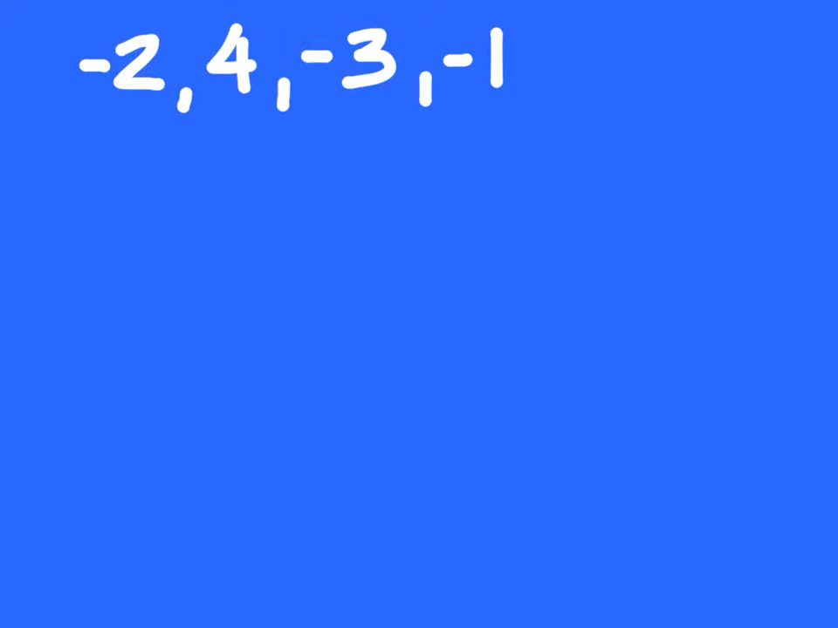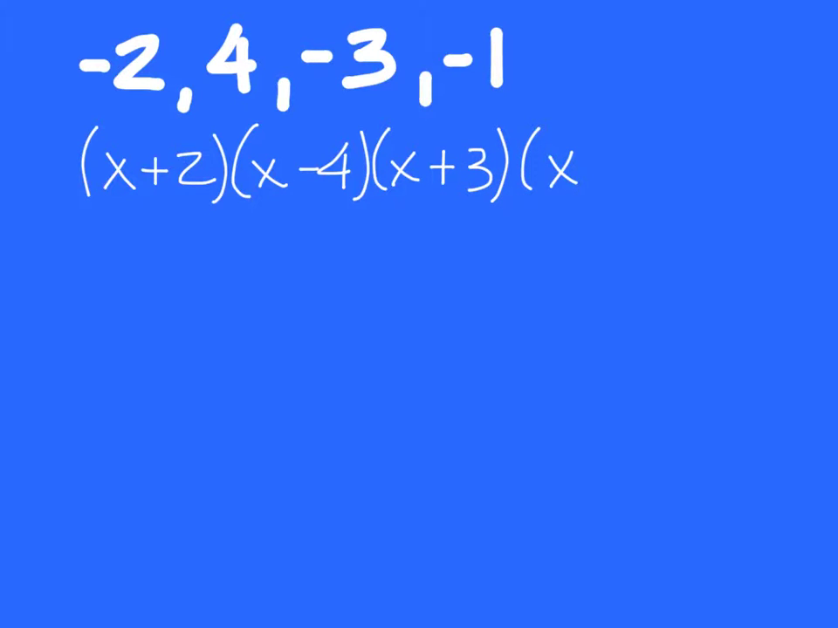So on this one, if you put in the opposite, x plus 2, x minus 4, x plus 3, and x plus 1, this is what you should get. Pay close attention, even if you have to go back and look at it twice, and double check that these are the opposites. Because if they're not, you're doomed from the beginning.